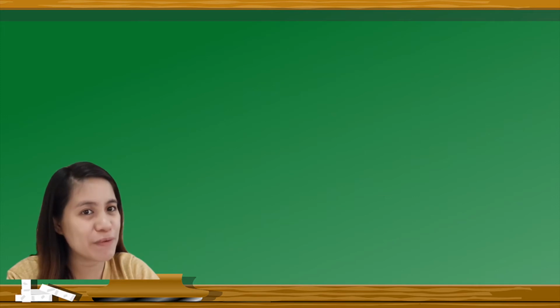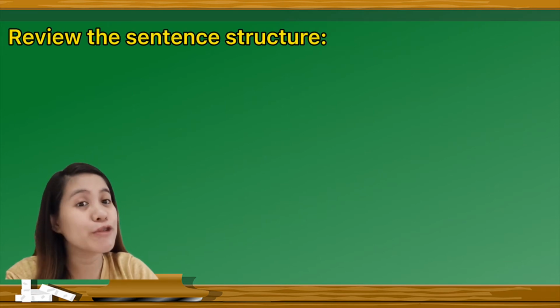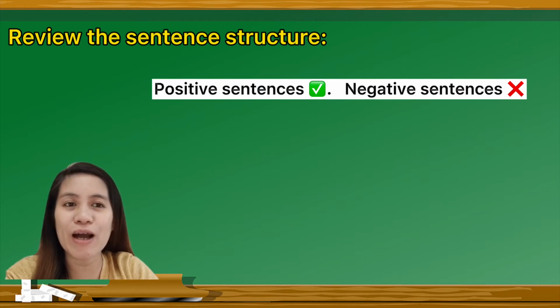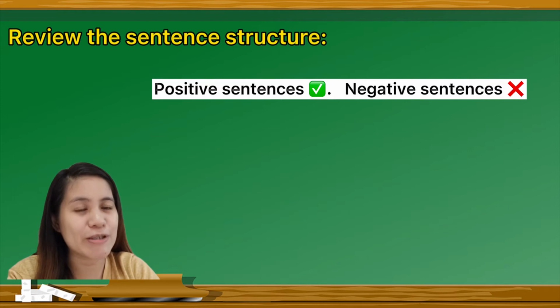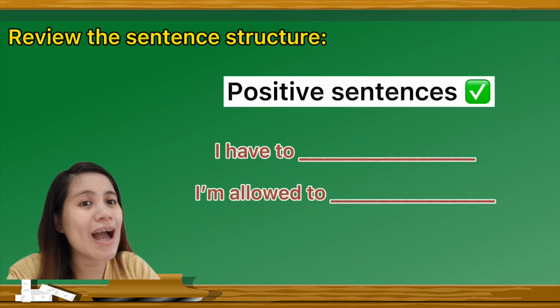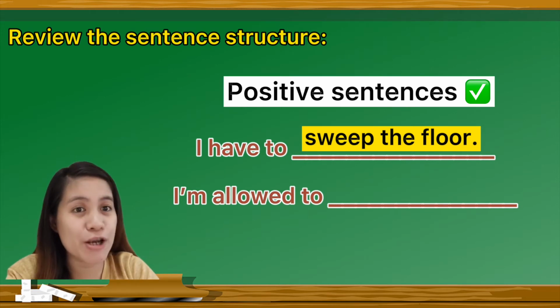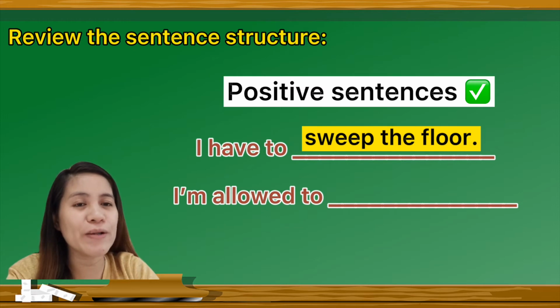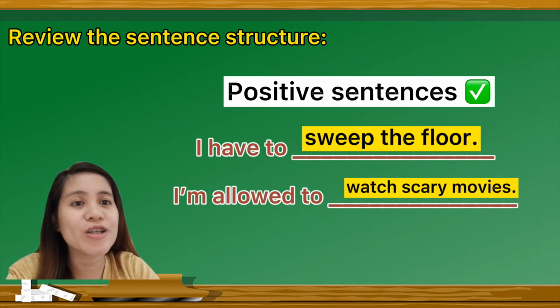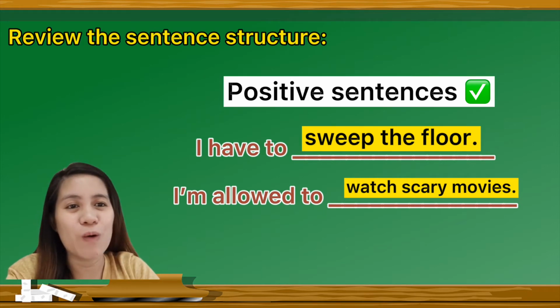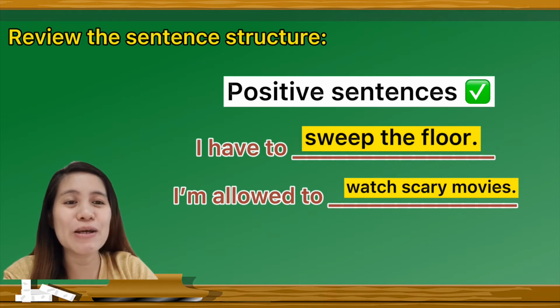We also have to review our positive and negative sentences that we had last meeting. We have 2 sentences in positive and 2 sentences in negative. Let's review them. The first one for the positive, we can say, I have to sweep the floor. And another positive, I'm allowed to watch scary movies. Those are the 2 sentences that we use in positive.